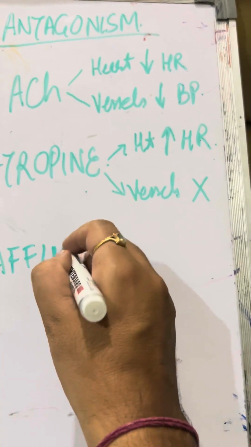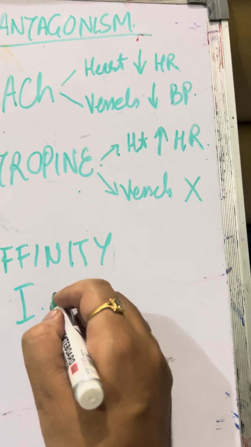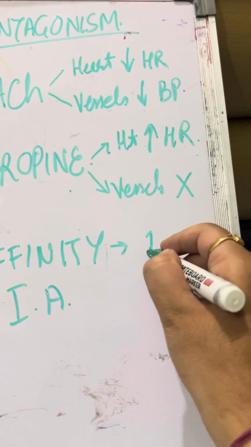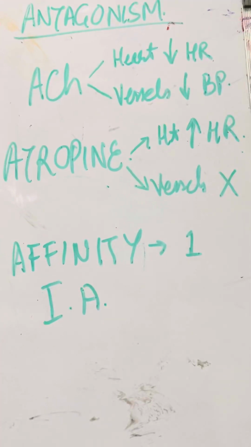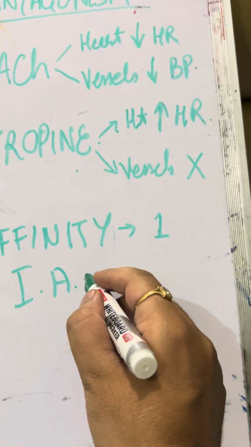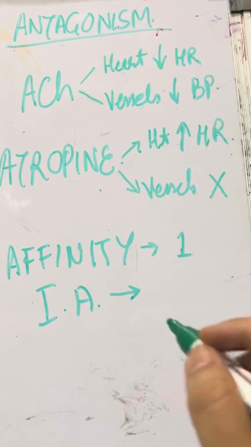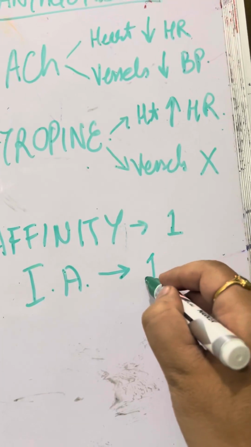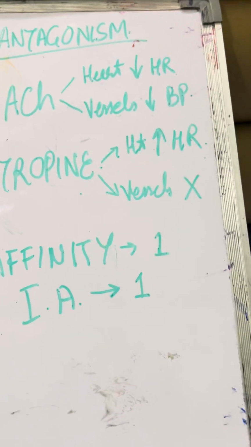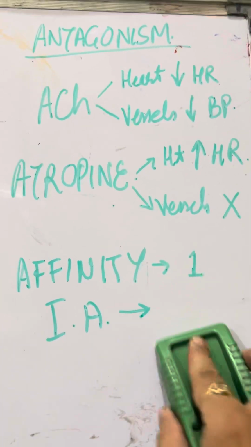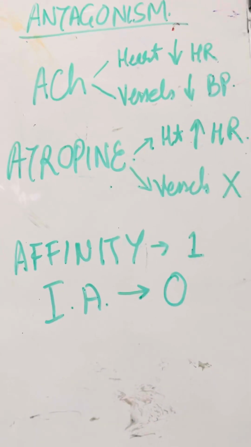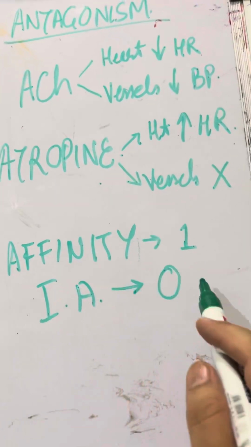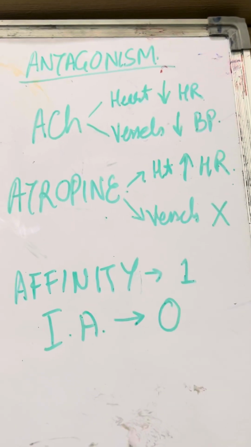One is affinity and the other is intrinsic activity. Affinity in case of agonist or antagonist, everyone, it is one. One means it will bind to the receptor, and intrinsic activity is what it does after binding. So in case of agonist, the intrinsic activity is 1, but in case of antagonist, the intrinsic activity is 0, which is the case with atropine. Owing to this, it will bind to the receptor and will not do anything.